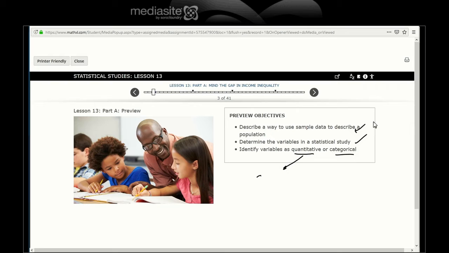Quantitative. Can you count it? Can you count, measure? Categorical is basically a descriptor.